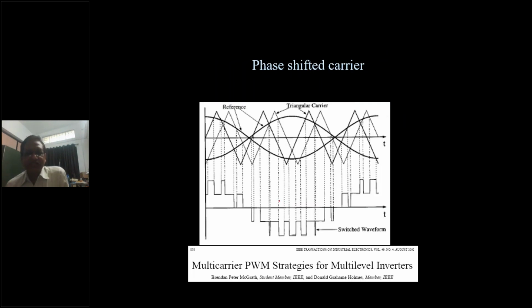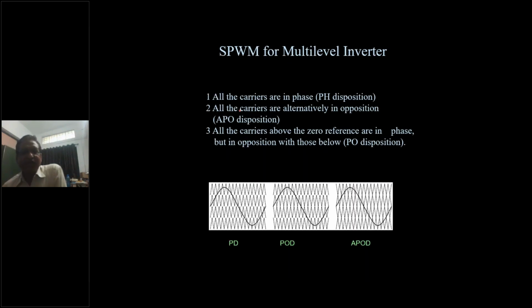So another is carrier shifted. We consider the sine wave as it is, and the carrier waveform is shifted to generate the signal pulses. Here is a comparison of phase shifted. What is the comparison? These four carrier waveforms are all in phase. Here you will see these two and these two are in phase, upper and lower. There is a 180-degree phase shift between these two. Here, every alternate carrier is in alternate phase shift.